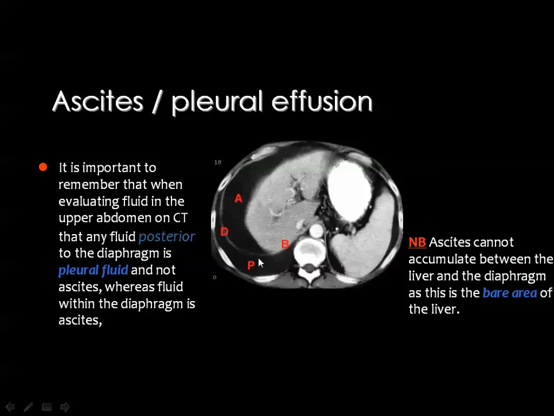And you know that ascites is anterior to the diaphragm and the pleural effusion is posterior to the diaphragm. Ascites starts with A, for anterior, and the pleural effusion starts with P, and this is posteriorly located.